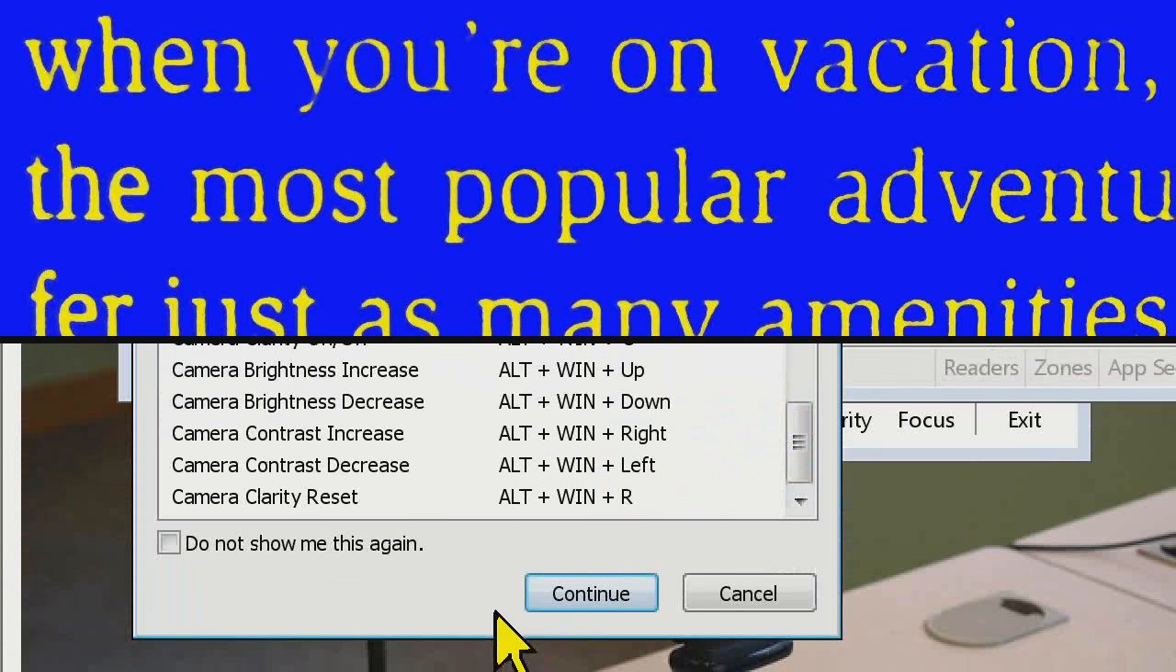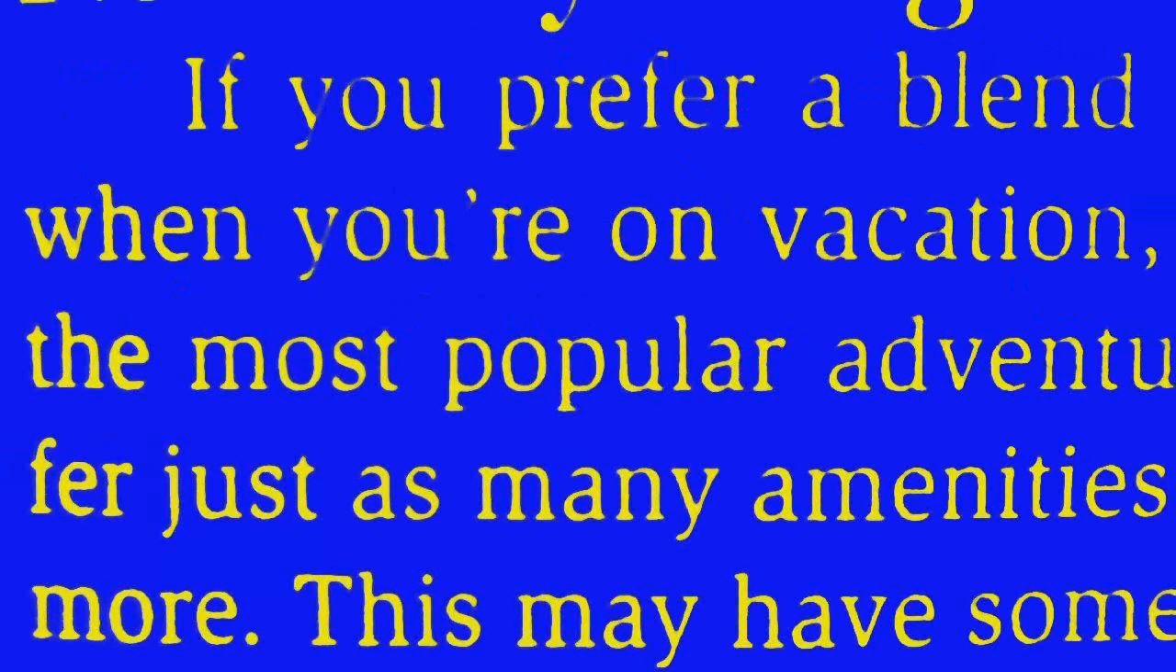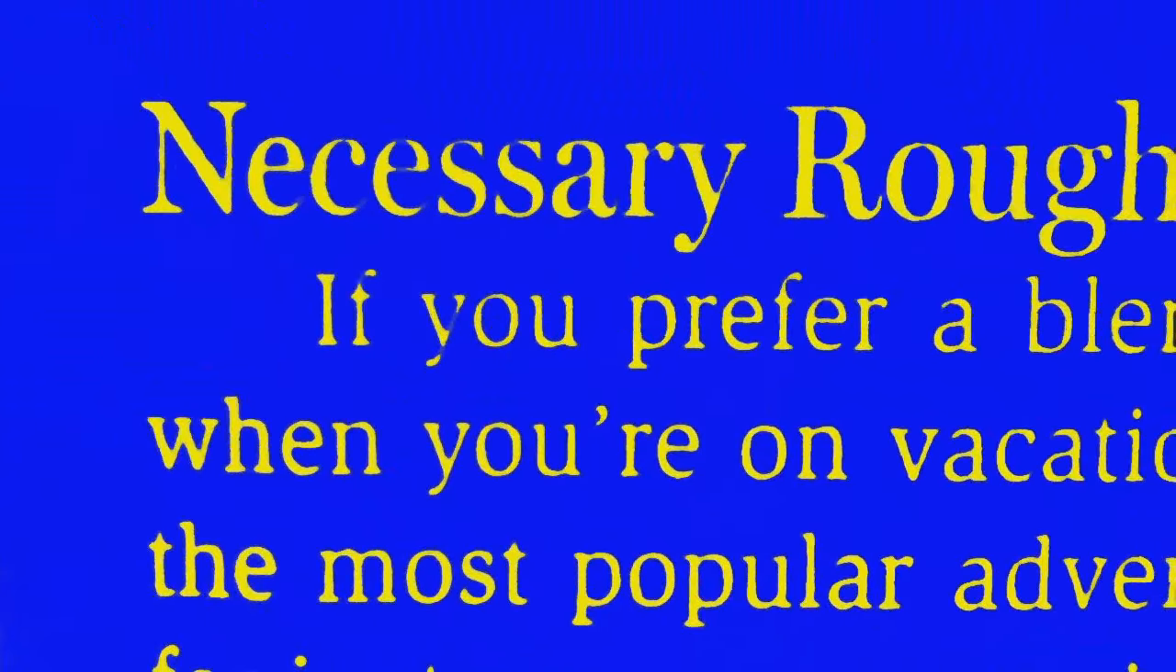So we just want to alert you that once you're in this mode, you're not going to see your toolbar. The most basic thing to remember is that if you're in the full screen mode and you want to exit, just hit the escape key. You can also choose to not show this message again if you don't want to see it. So I'll click continue. Camera full. All right, we're in full screen mode.